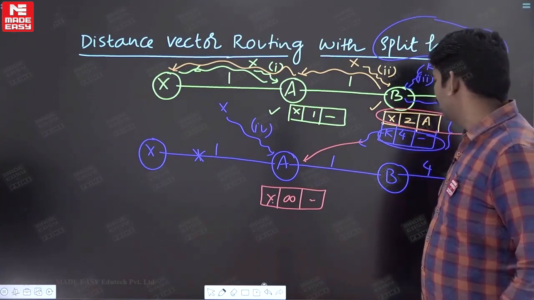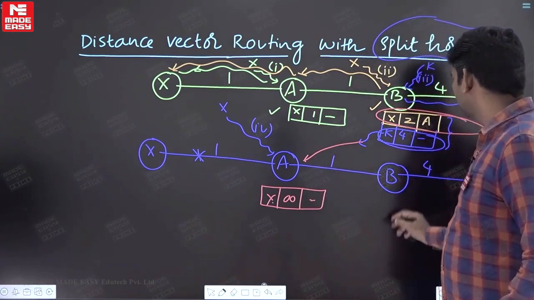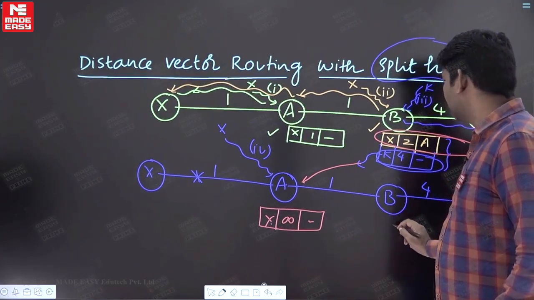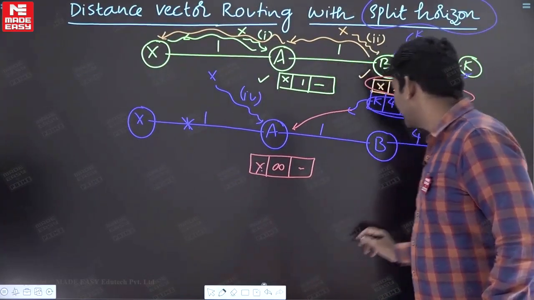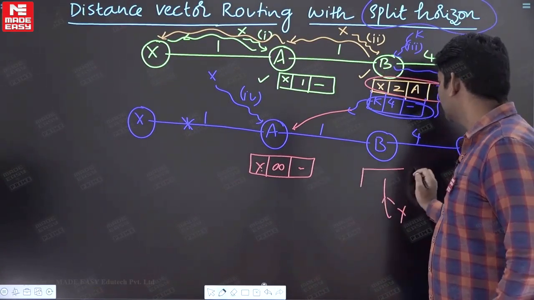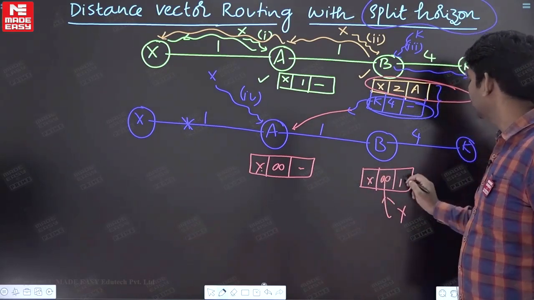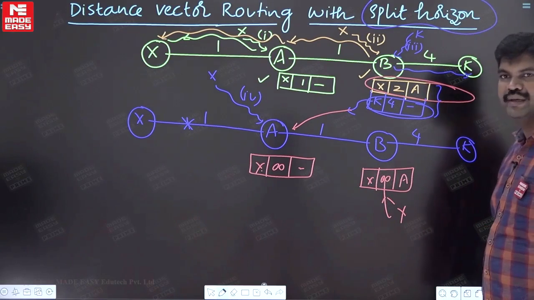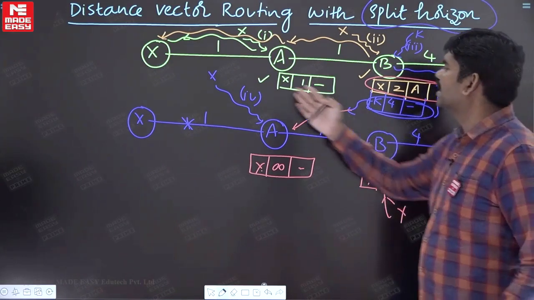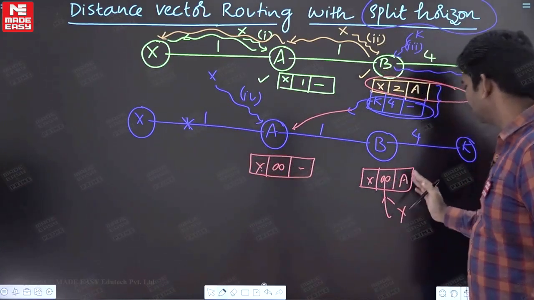Understand? Now, what is happening? Next time when a packet comes asking for X, infinity plus 1, how much does it become? Infinity. X is infinity. With the help of whom have you learned? A. Is it clear? Have you understood the logic? So it is correct now. B also knows that I cannot reach X, and that is done with the help of A, and the packet will be dropped here.